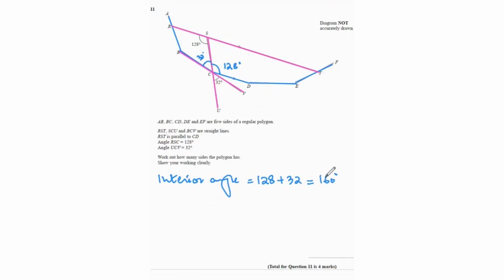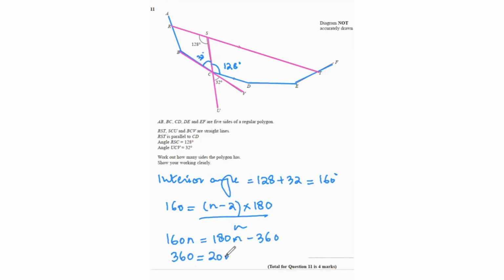Okay. Since we have the interior angle, we can easily use that to find the number of sides. So 160 equals (n minus 2) times 180 over n. Cross multiply. 160n equals 180n minus 360. 360 equals 20n. And n would equal 18. So this polygon has 18 sides.